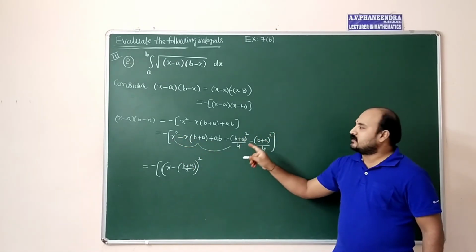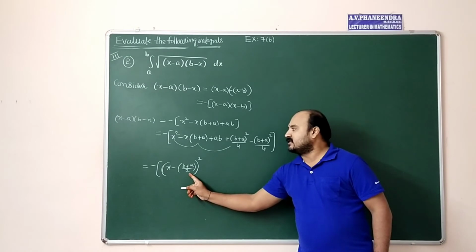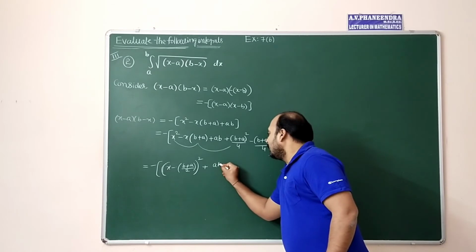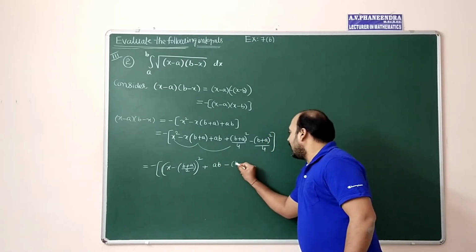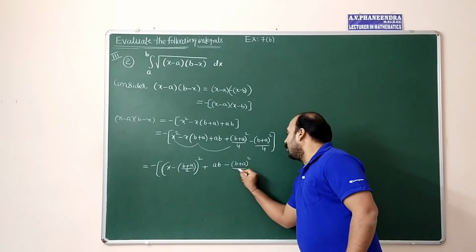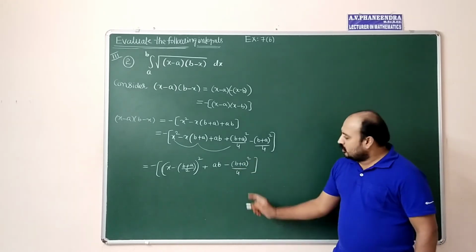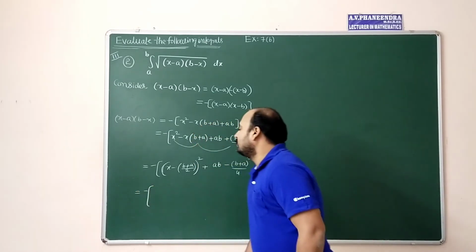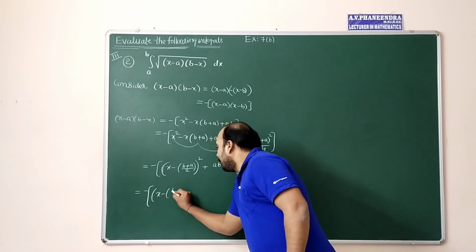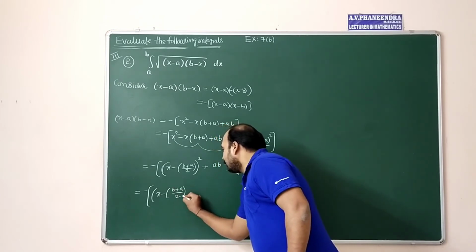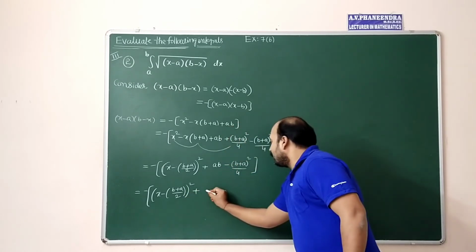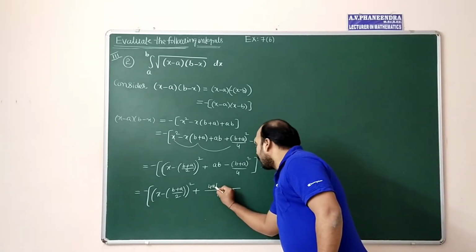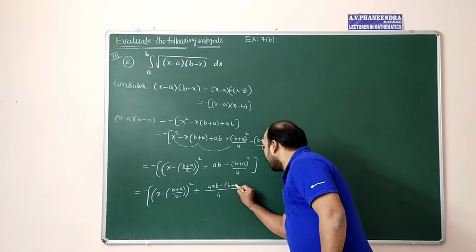These marking symbols represent x minus (b plus a)/2 whole square. The rest of the terms here, plus ab minus (b plus a) whole square divided by 4, bracket close. Now taking LCM here only for this term, minus (x minus (b plus a)/2) whole square, plus, from here I am taking LCM, 4ab minus (b plus a) whole square.